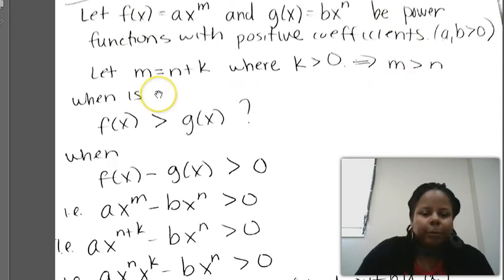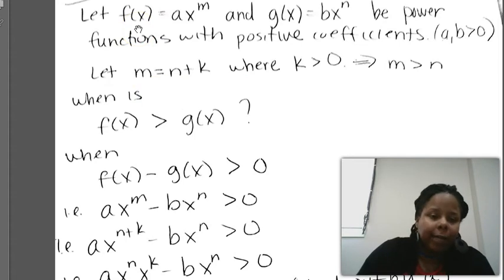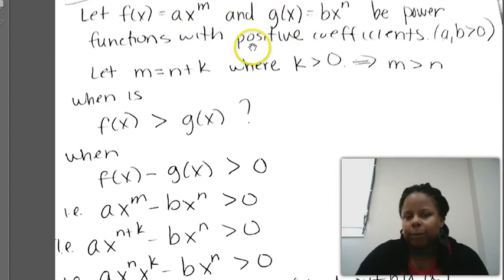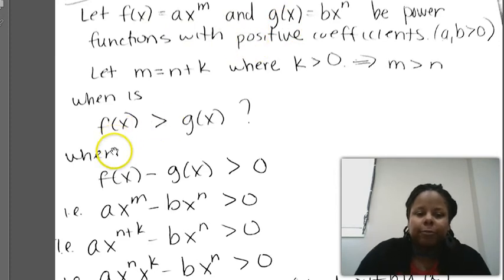Okay? So the question is, when is this power function with the higher degree going to have function values that are larger than this power function? In other words, when is the difference of these two functions greater than 0? When is f of x minus g of x greater than 0?